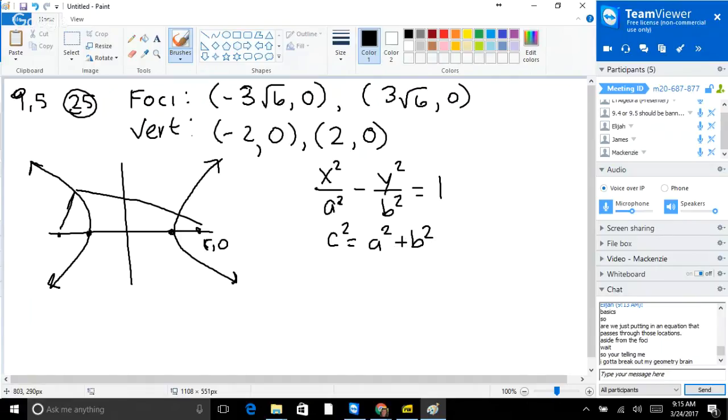Elijah, you're saying you got to break out of your geometry brain. Why do you have to break out of your geometry? Oh, it is a triangle. Look at you. And guess what? What does this look like? Pythagorean theorem. C squared equals A squared plus B squared.